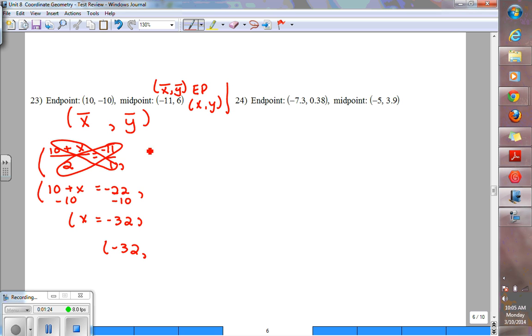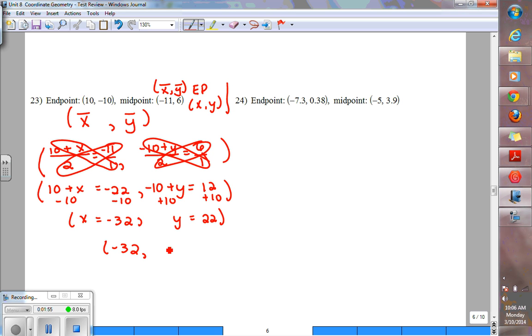My y values, I averaged negative 10 with y to get 6. 6 is a whole number, so I put it over 1. I'm going to cross multiply. So 6 times 2 is 12. We've got 1 times negative 10 plus y. I need to add 10 to both sides this time. So my y is positive 22. And that means my other endpoint is negative 32, positive 22.